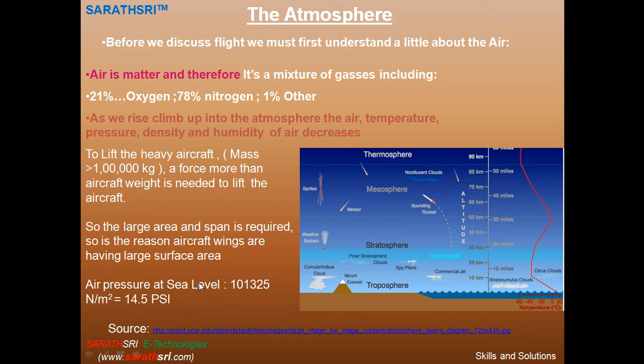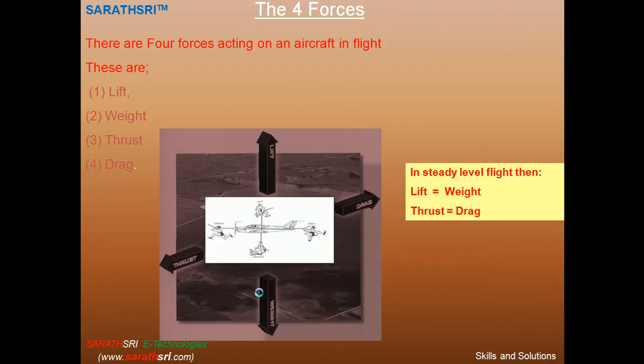Then at sea level, the air pressure is about 1.013 x 10^5 Newton per meter square. To lift such a large weight aircraft, so much area is required. That's why the wingspan is large in the aircraft. So let us see what are all the forces required to lift this aircraft?